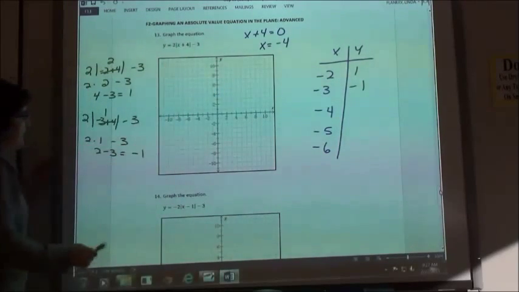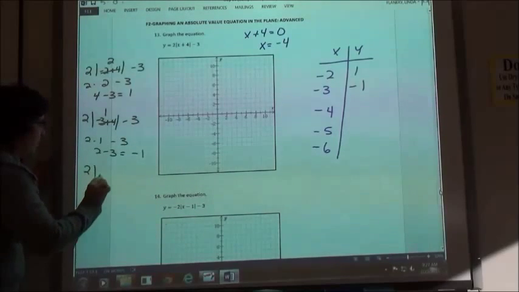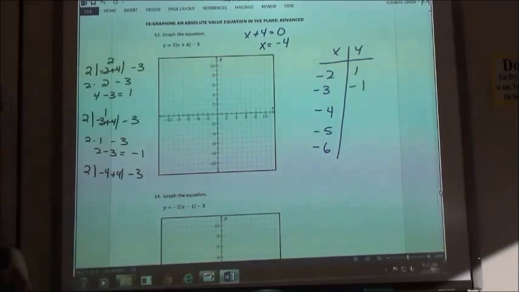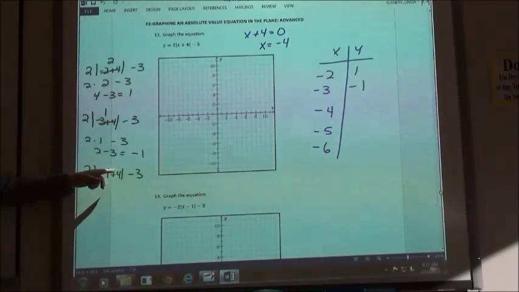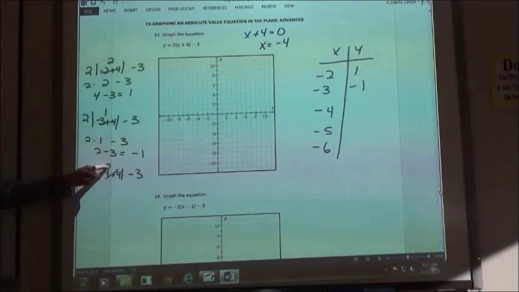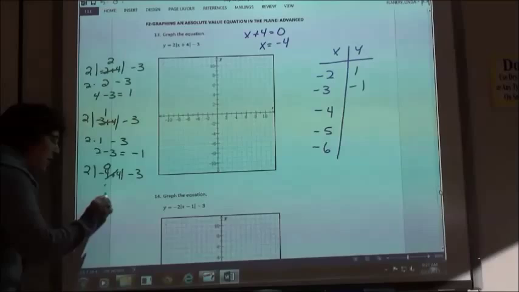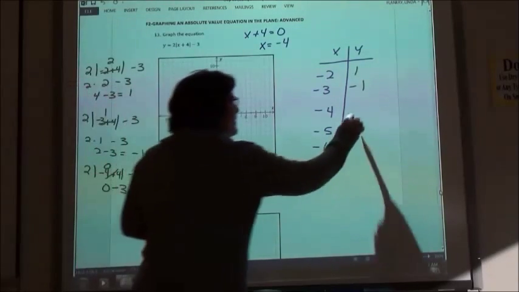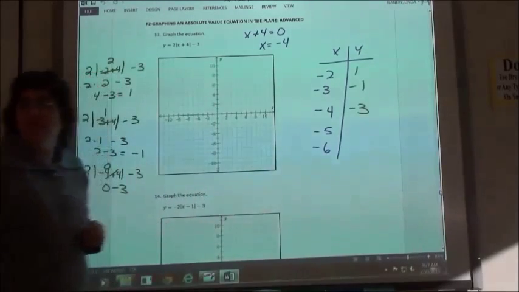Now I get to put the negative 4 in there. 2 times the absolute value of negative 4 plus 4 minus 3. Negative 4 plus 4 is 0. The absolute value of 0 is still 0. 0 times 2, still 0. However, I have 0 minus 3 then, and 0 minus 3 would give me negative 3.